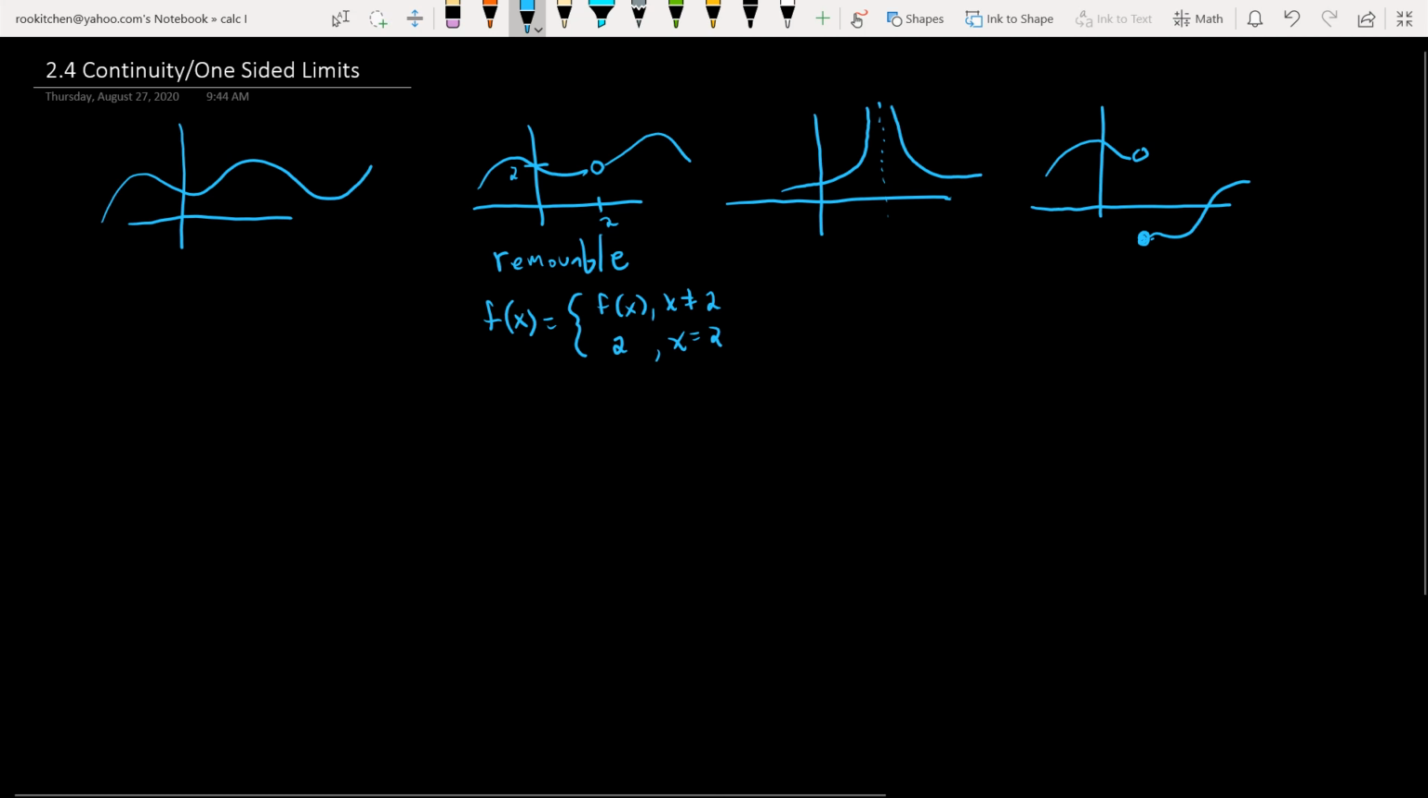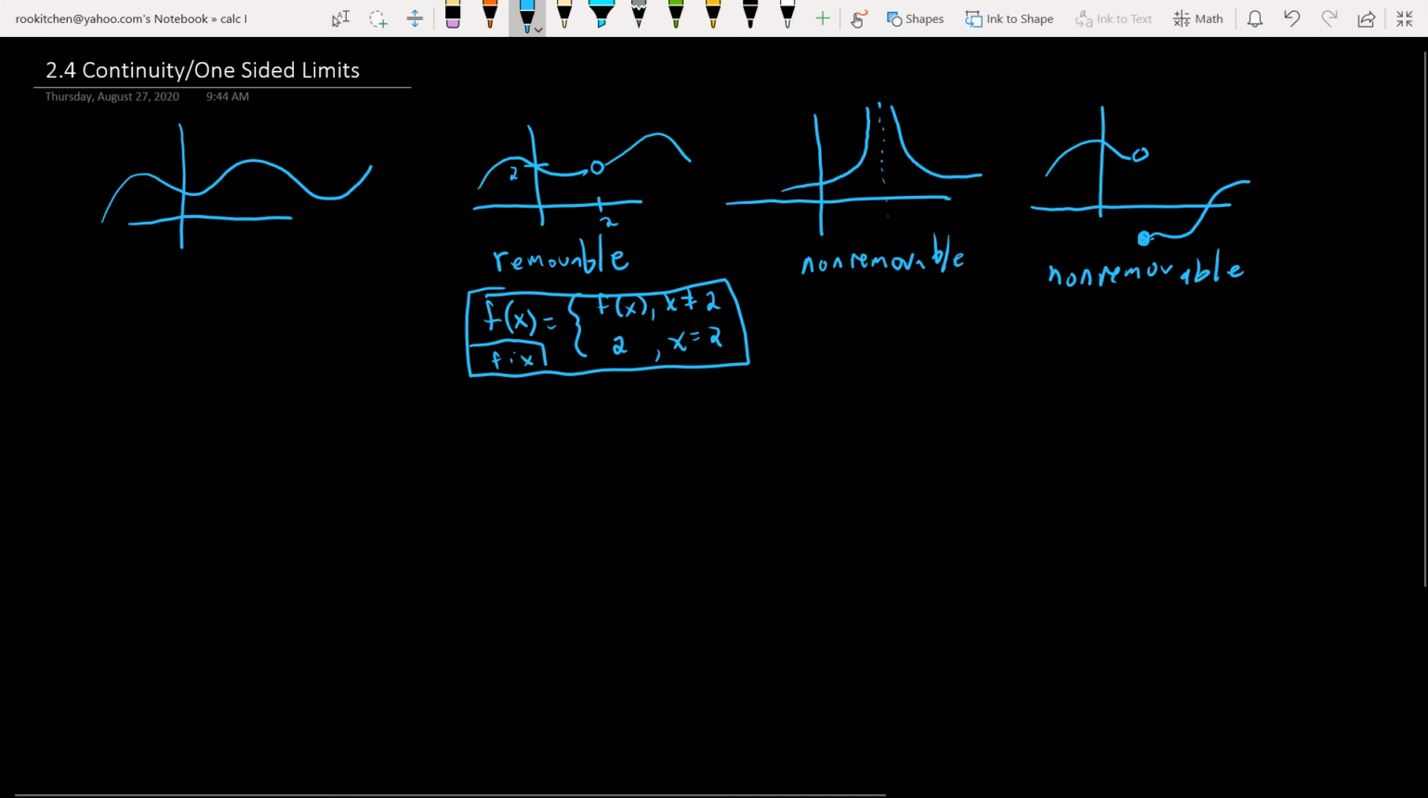Okay, the asymptote version is non-removable. There's really no way to fix it to make it continuous. And this last one is sometimes called a jump discontinuity, and it also is non-removable. Okay, so you can't fix this one either, just by defining a new point. So if you fix it, it's removable. If you can't fix it, it's non-removable. And those are the two.